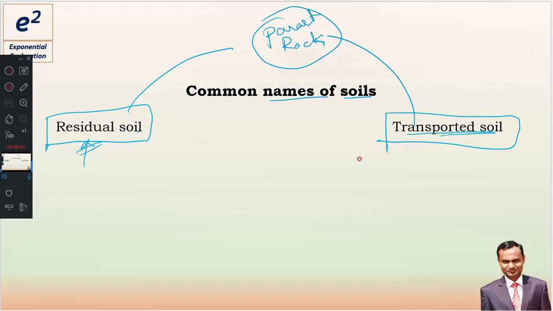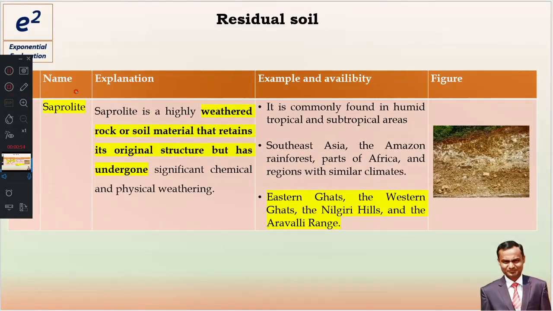Okay. Next, this is an example of a residual soil, that is saprolite. I think sometimes it is asked in some competitive exams. What is saprolite? Saprolite is a form of highly weathered rock or soil material that retains its original structure but has undergone significant chemical or physical weathering. See here, chemical or physical weathering has happened, but the material is available near to the parent rock. This slide will be shared later, you can read these points also.